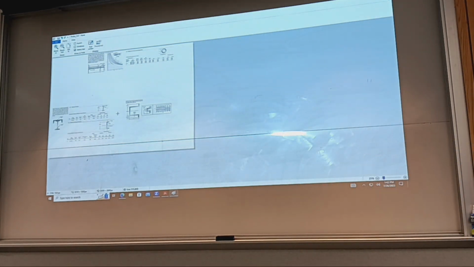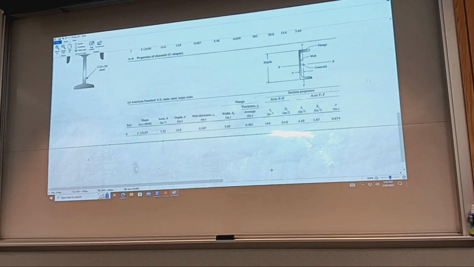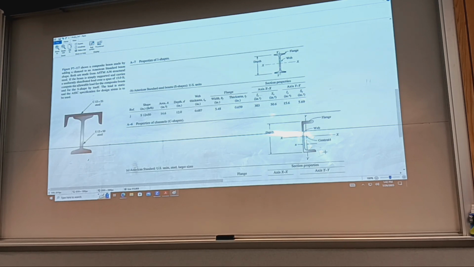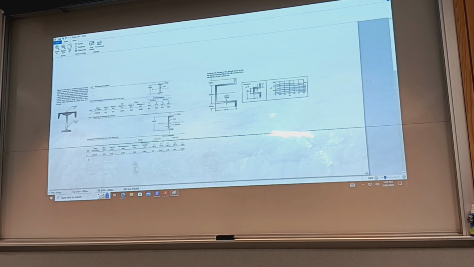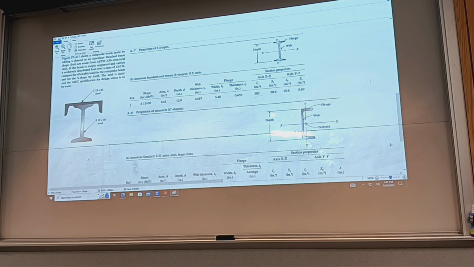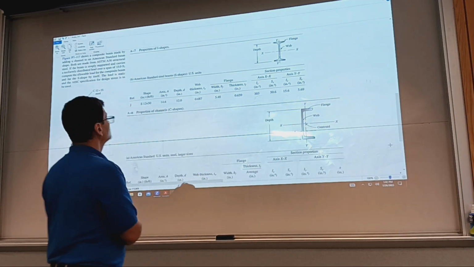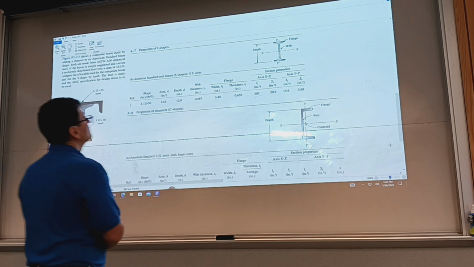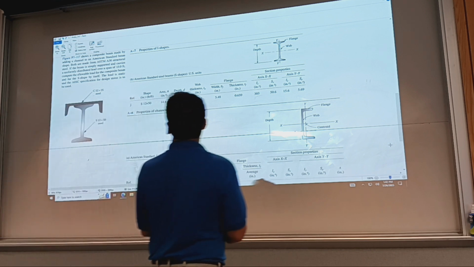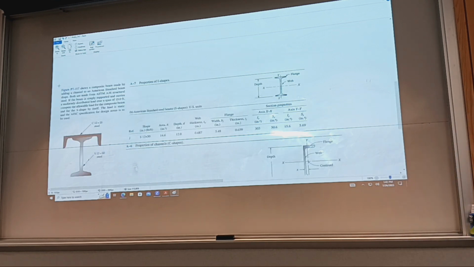Can you zoom in? Okay. Nope. All right, numbers everywhere. So we might have to, at some point, rearrange this to save on space.